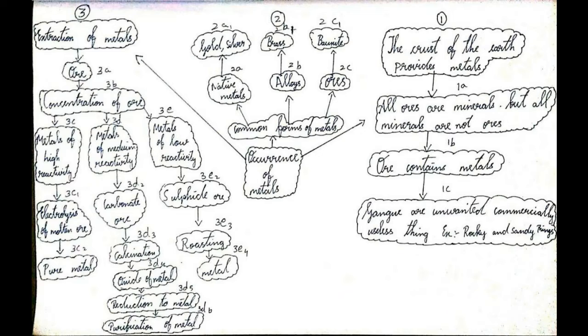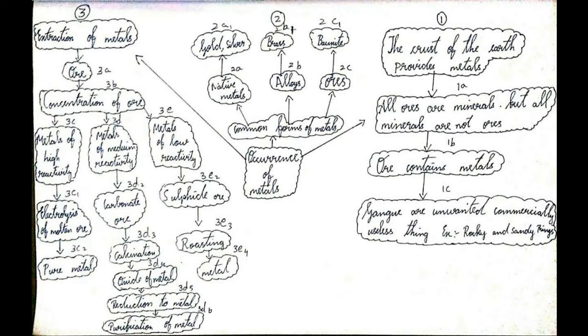Common forms of metals: native metals, alloys, ores. Native metals such as gold, silver; alloys, brass; ores, bauxite. Extraction of metals: ore, concentration of ore. Metals of high reactivity and metals of medium reactivity.